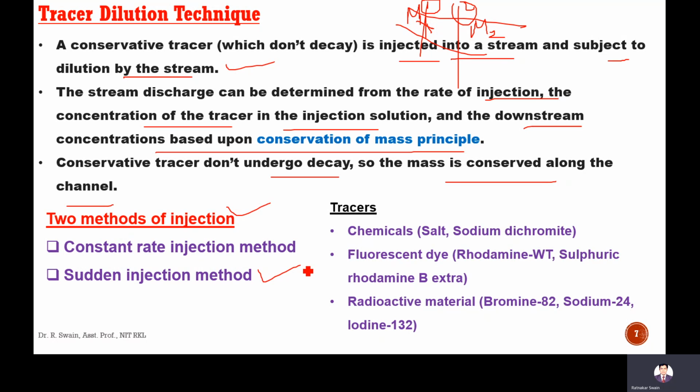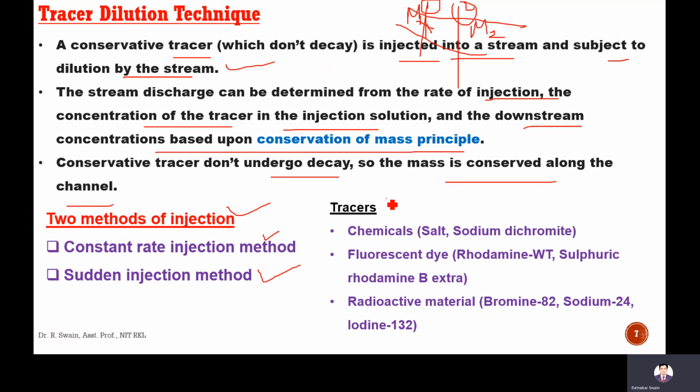Okay, there are different methods. Constant rate of injection method means the tracer is injected continuously at a constant rate. Sudden injection method means suddenly, just a lump sum amount of this tracer, that chemical or whatever tracer, is added. Some mass of the tracer is added into the system.